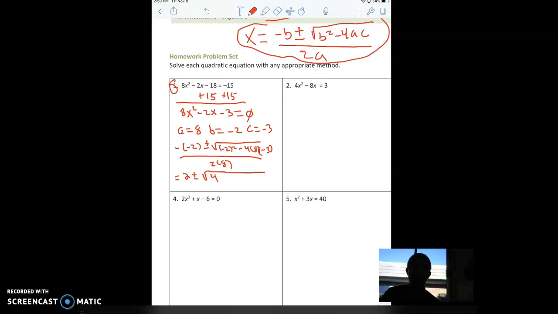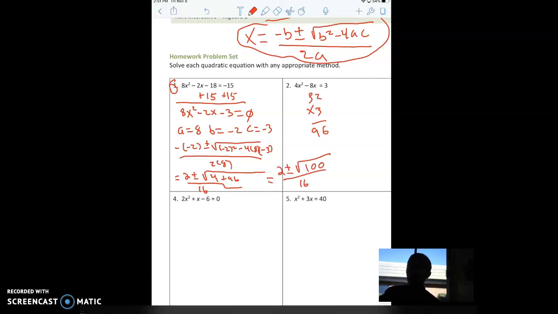Now make sure you do the multiplication first. Negative 4 times 8, that's 32, and 32 times 3, right? 32 times 3 is 96. And that's all divided by 2 times a. 8 times 2 is 16. Now I'm kind of glad here I have a square root of 100 on the inside. That's a nice perfect square. So 2 plus or minus the square root of 100 divided by 16.